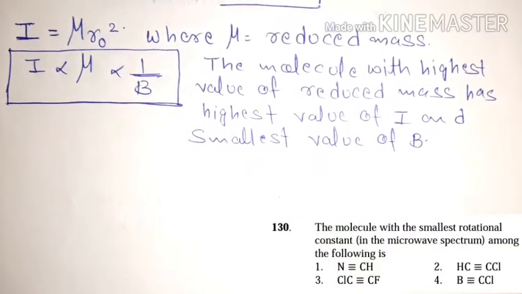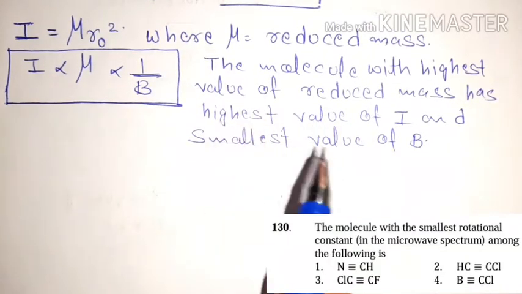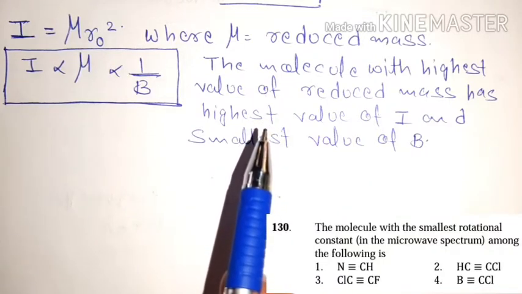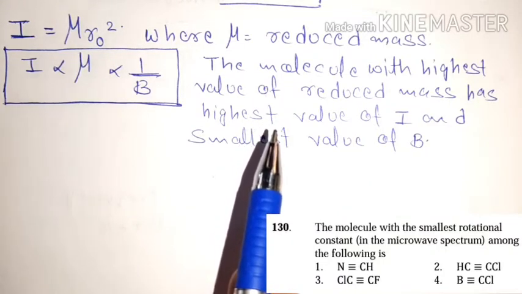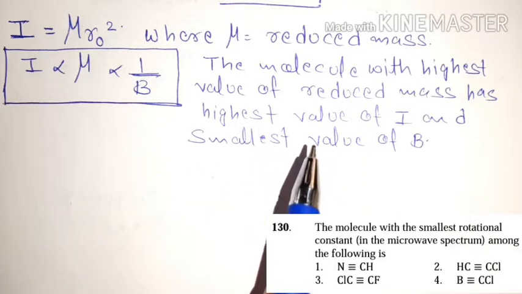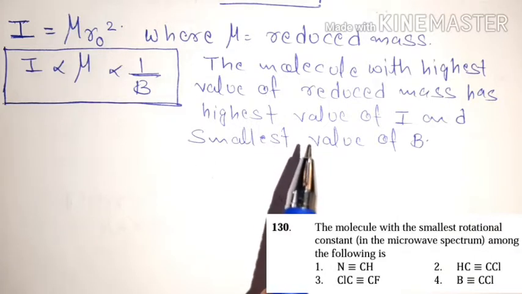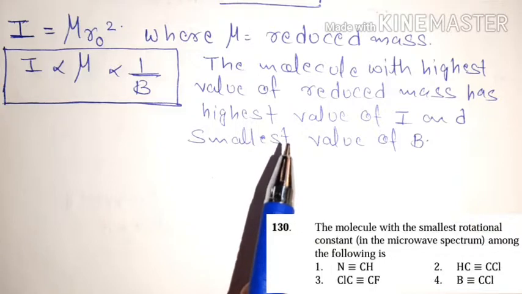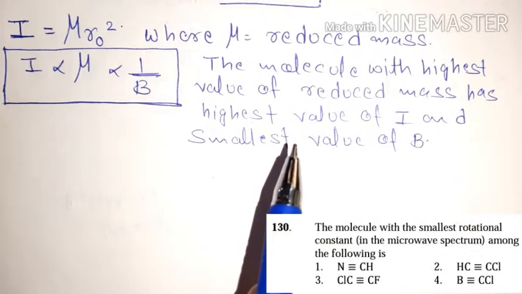So apply this statement on your given choices, that is option number first, second, third or fourth, and the option which has the highest reduced mass will have the smallest rotational constant. When you carefully observe all four options, see in the corner, all options consist of carbon, hydrogen, boron, nitrogen, chlorine and fluorine.